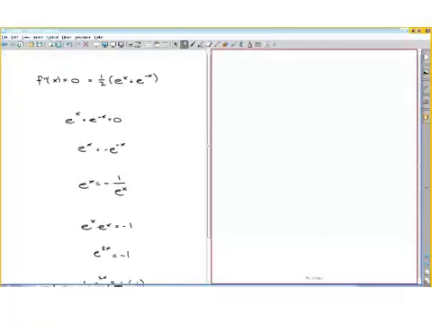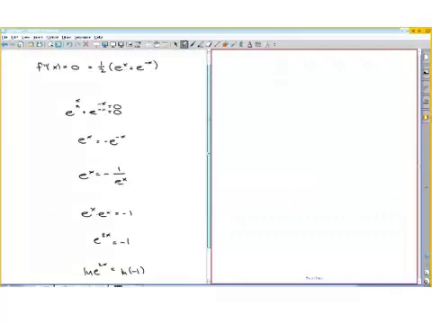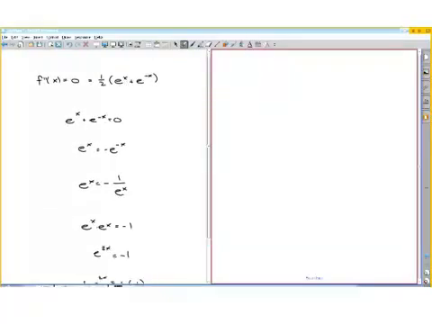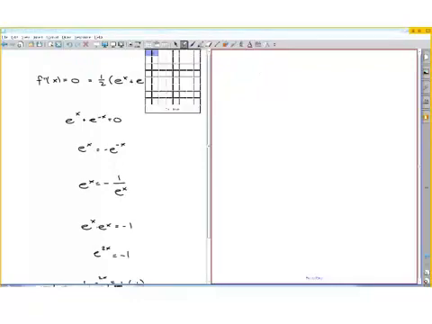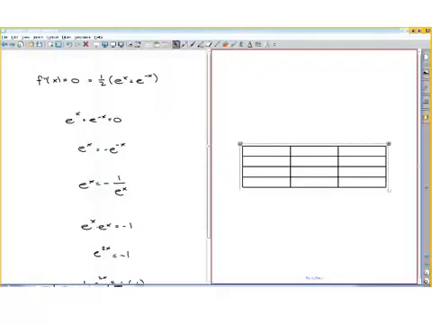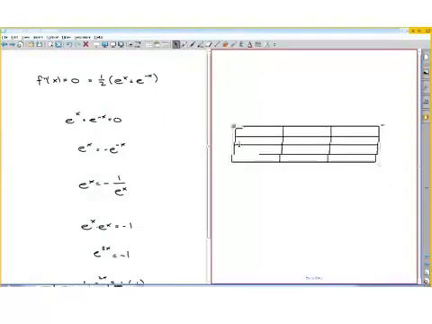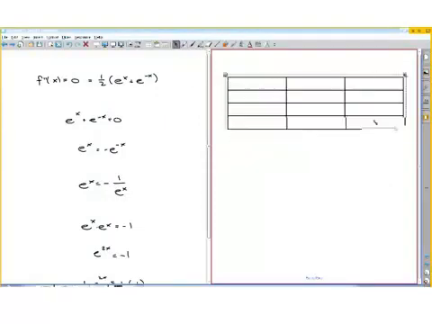Okay, so now all we have to do is figure out, does the function change from increasing to decreasing across the critical number? So we're going to use the first derivative test.